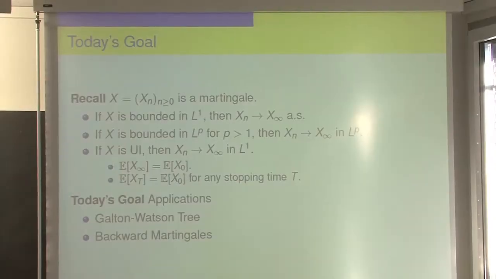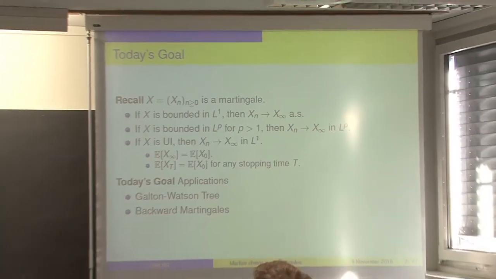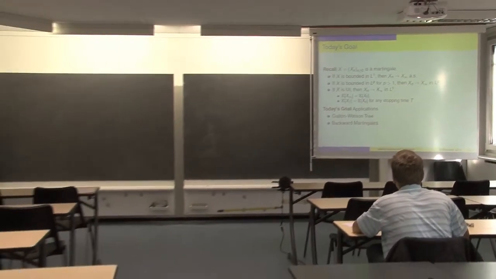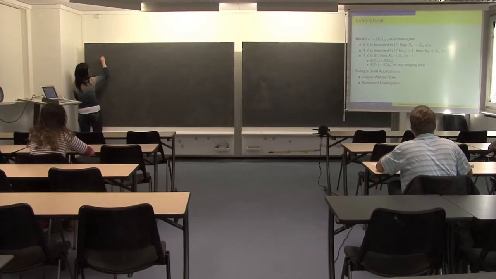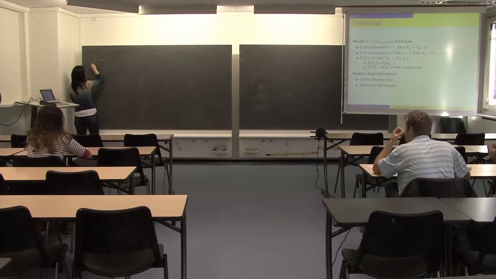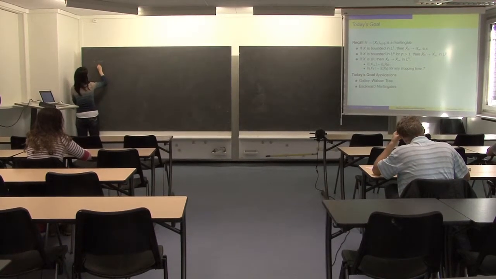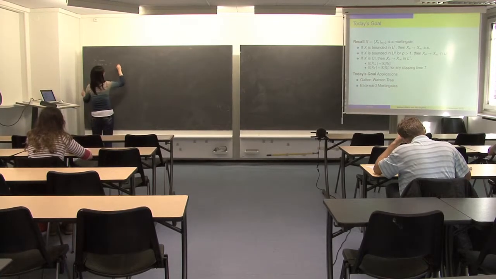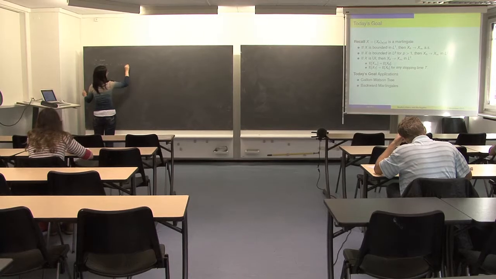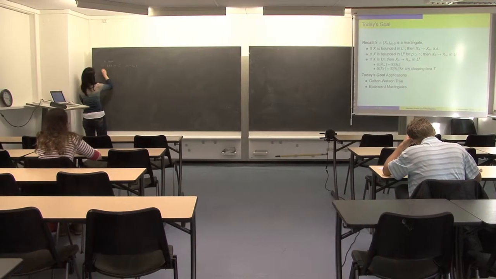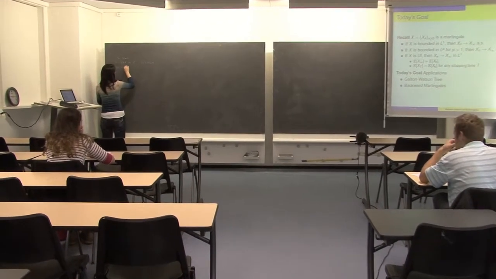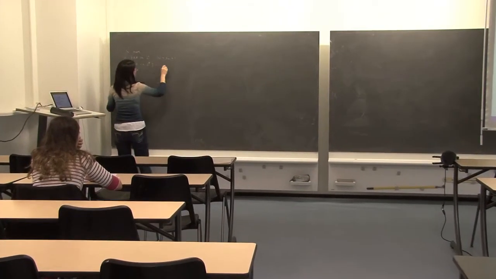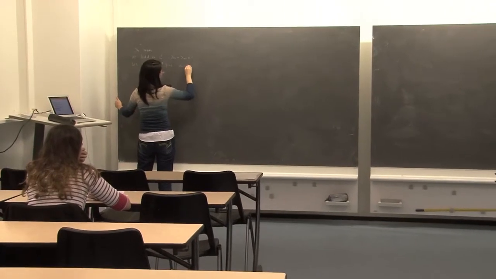Okay, we start today's lecture. In the last lecture, we talked about the convergence theorem of martingale. So there are three different cases. Suppose X is a martingale, and if it is bounded in L1, then we have almost sure convergence. And if it is bounded in LP for P strictly greater than 1, then we have convergence in LP.